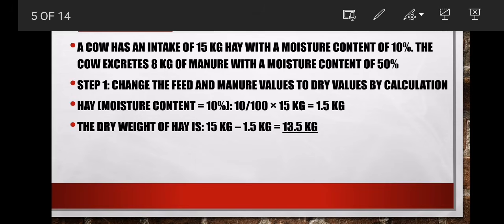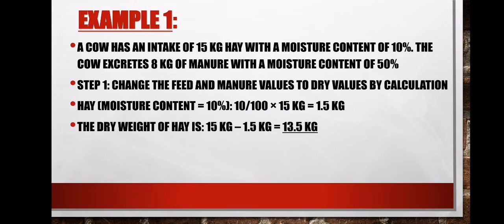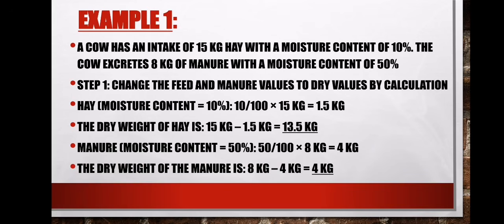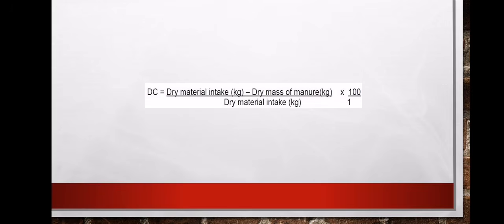Then we went to the output. In our output, the manure, we said 50% divided by 100 multiplied by 8, and we got 4. From this 4 we said let us now remove it to get the dry manure. We did that and we got 4. Now we have two figures that we take to the formula, 13.5 and 4 kg.